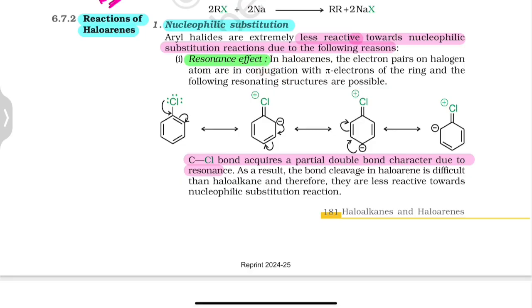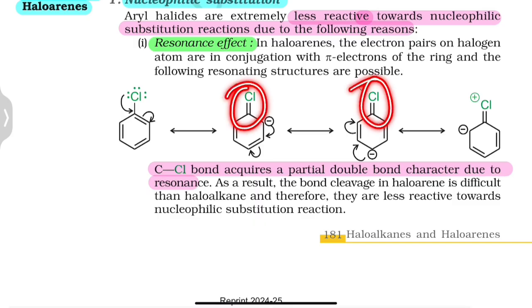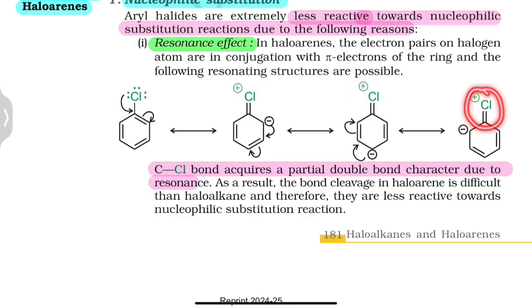One is the resonance effect. You can see the electrons present on the chlorine are involved in resonance with the benzene ring. They shift like this, and these are the resonance structures. Here you can see a double bond between carbon and chlorine. Because of resonance, a partial double bond character exists between carbon and chlorine.